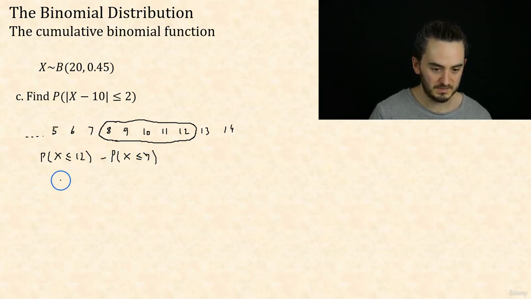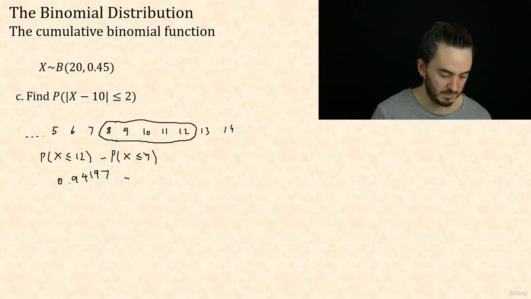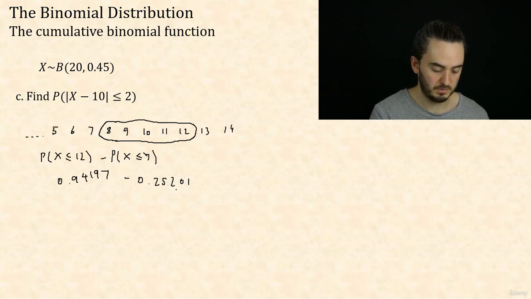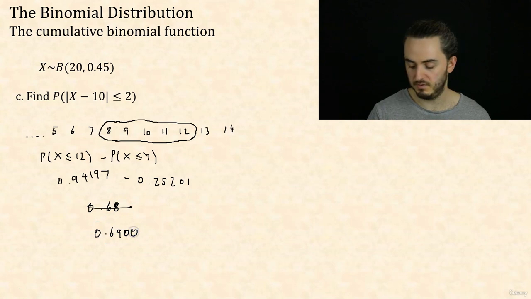Okay, so the first of these is 0.94197, and the second of these is 0.2520. Calculate that, 0.94197 minus 0.25201, and we get an answer of 0.68996. That's going to be 0.690 to 4 significant figures.